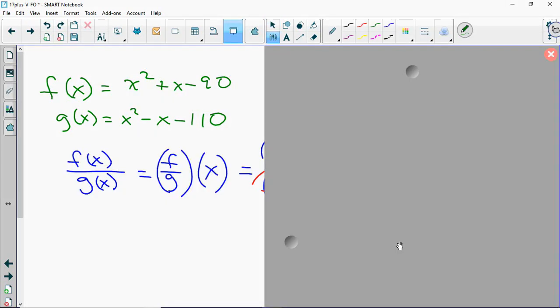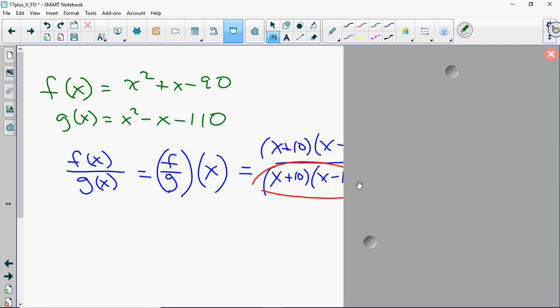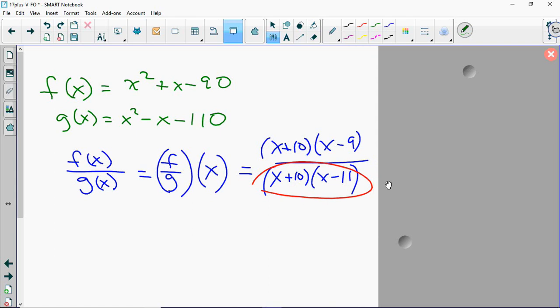I want to look at a quotient now. So it would be natural to think, well, we'll just write x squared plus x minus 90 over x squared minus x minus 110. And that's fine. That's correct. But we can get more information if we factor each of these first, because that might tell us that we're allowed to cancel some things. In this case, we could cancel the x plus 10 and the x plus 10.